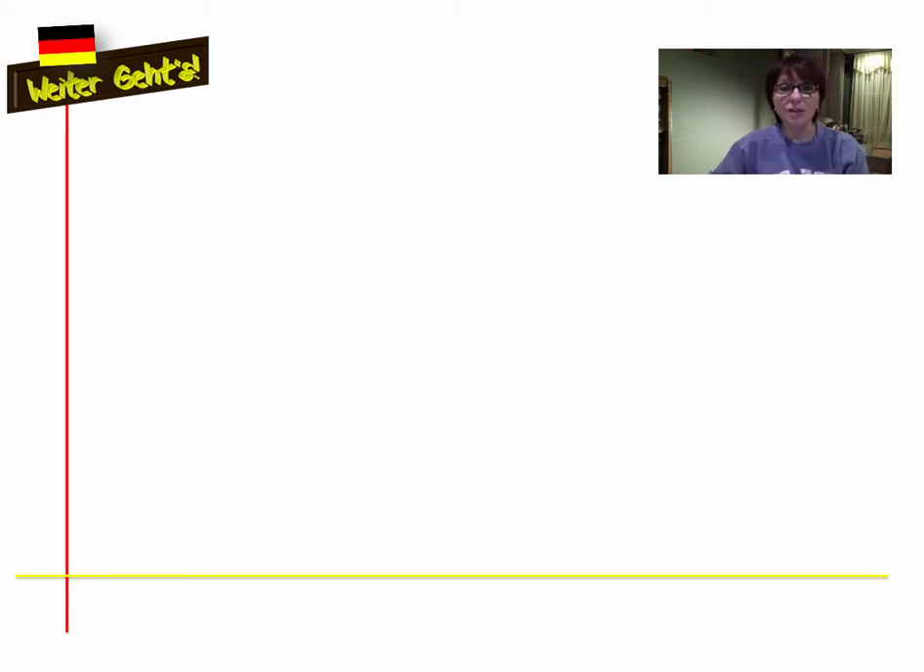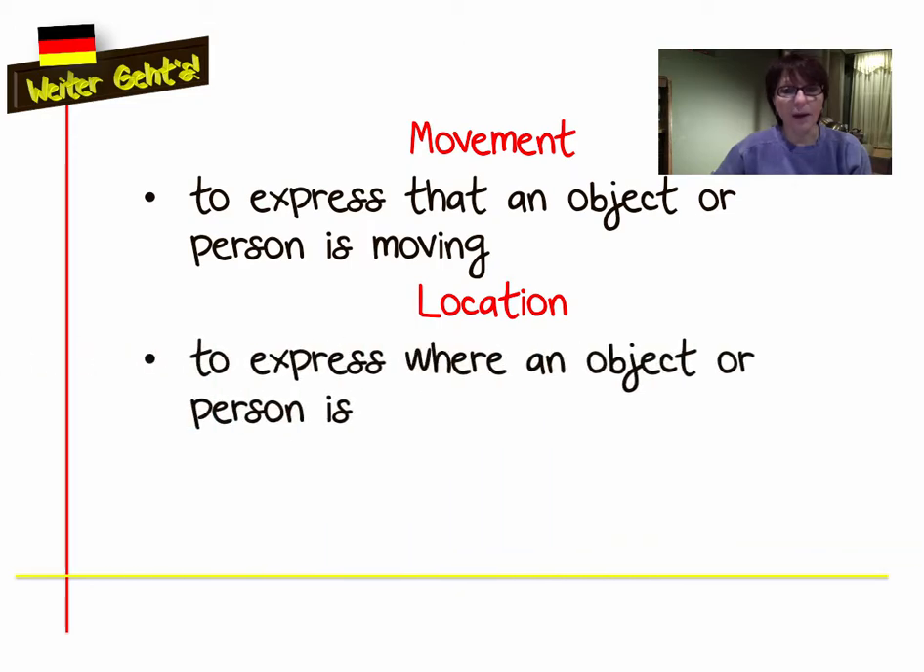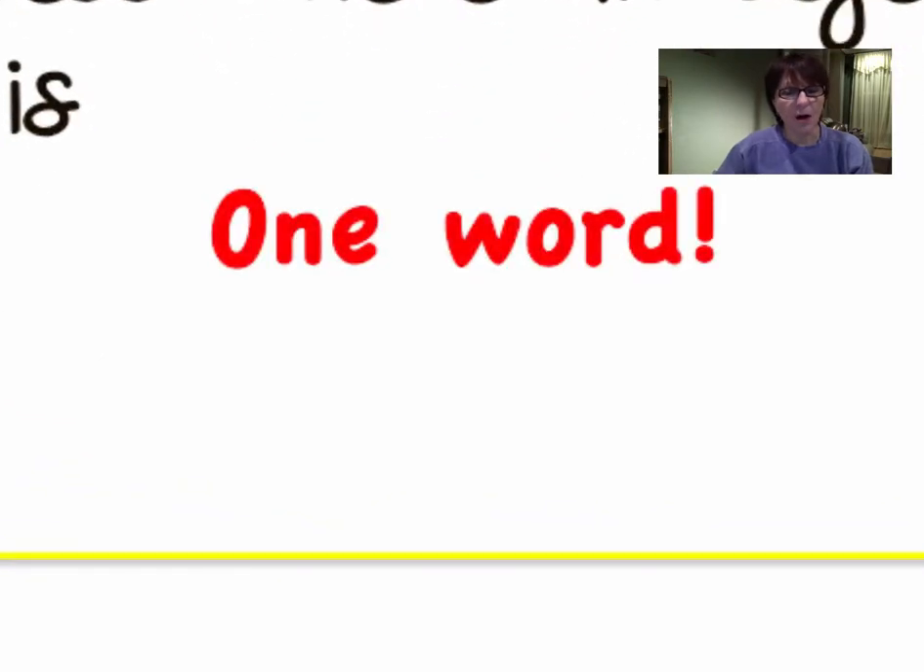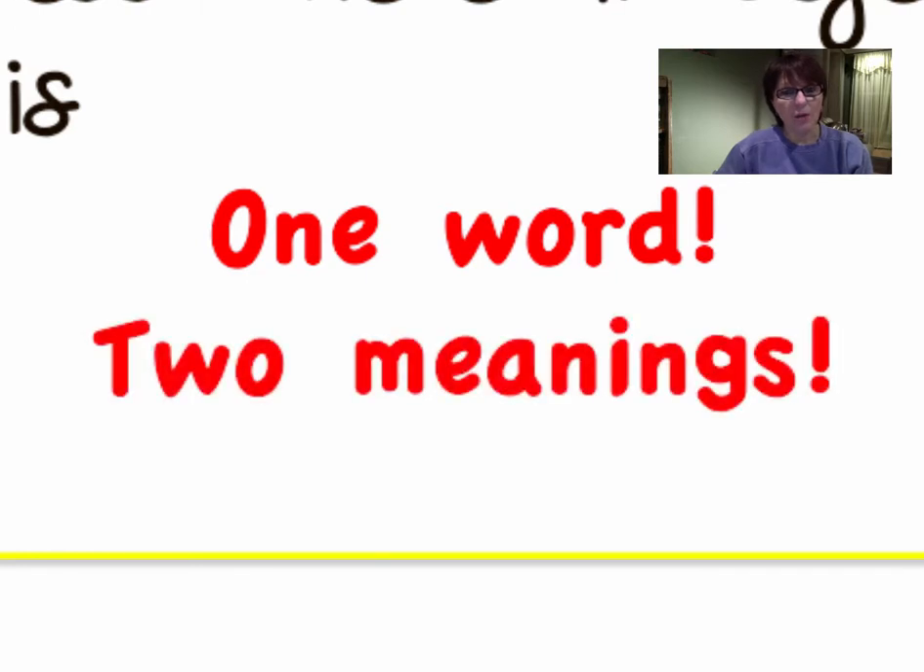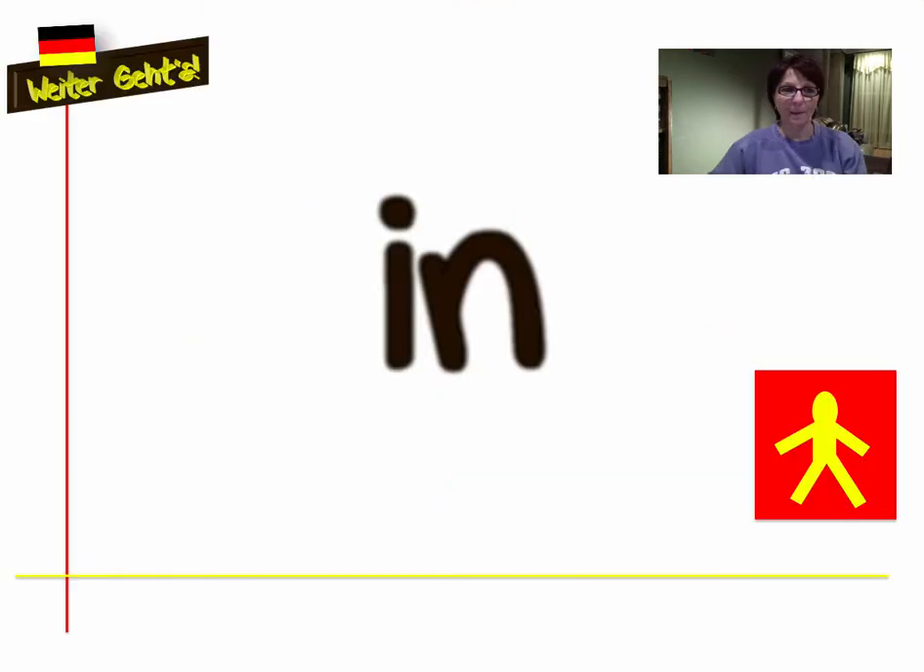Accusative dative prepositions express both movement, the fact that an object or a person is moving, as well as location, where an object or a person is located. In German, we have one word for that, although in English we have two words oftentimes, and it truly does have two different meanings. To express those two different meanings and different words, in German we use different cases. We use two different cases.